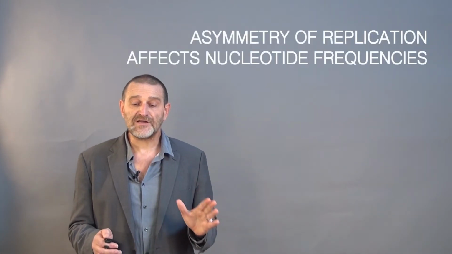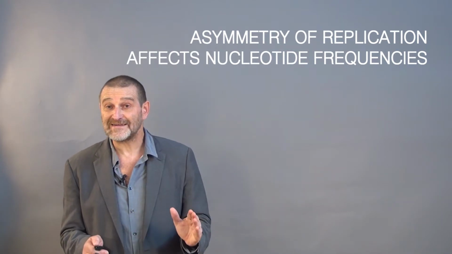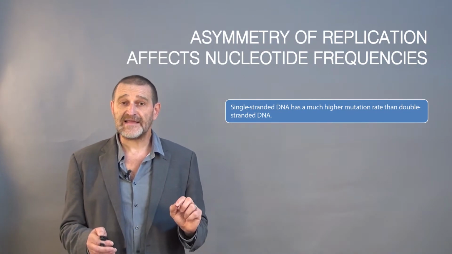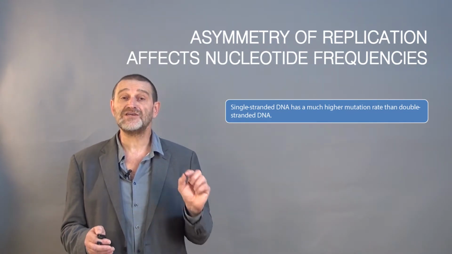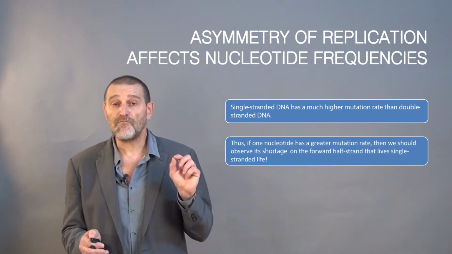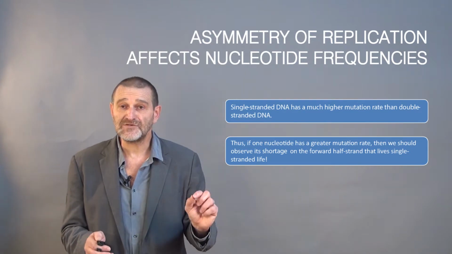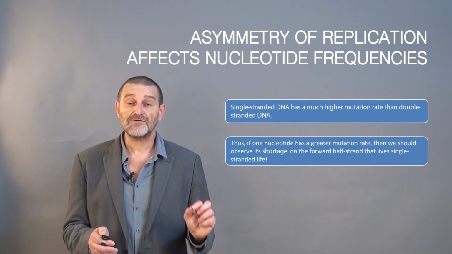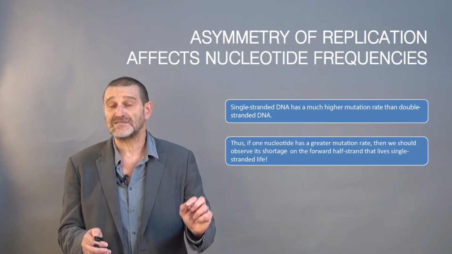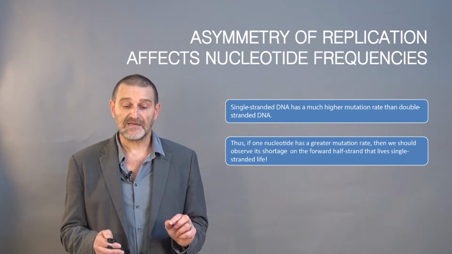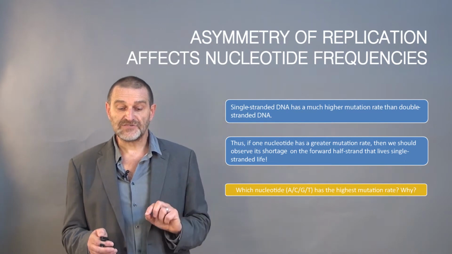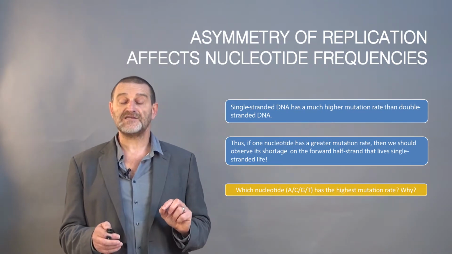So asymmetry of replication affects nucleotide frequencies. Why? Let's think about this. Single-stranded DNA has a much higher mutation rate than double-stranded DNA. That's why if one nucleotide has a greater mutation rate, then we should observe a shortage of this nucleotide on the forward half strand because it spends its life single-stranded. Which nucleotide, A, T, C, or G, has the higher mutation rate, and why?